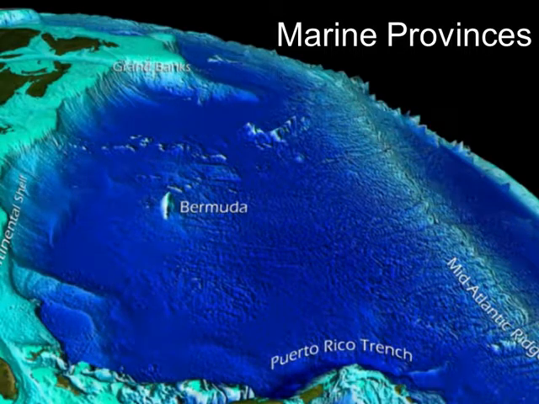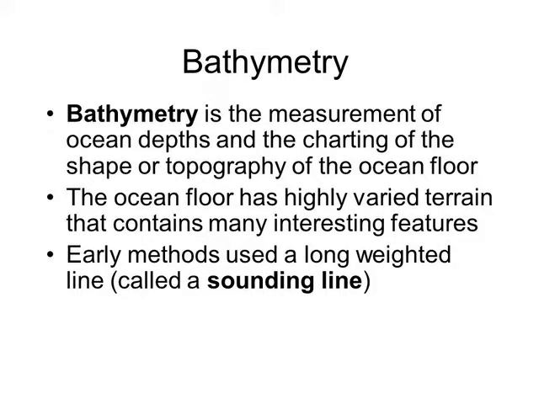Alright, so let's talk about Chapter 3, Marine Provinces. In this chapter we're going to talk about the different features on the ocean floor. But the first thing we need to talk about is bathymetry. Bathymetry is the measurement of the ocean's depth and the charting of the shape or topography of the ocean floor.